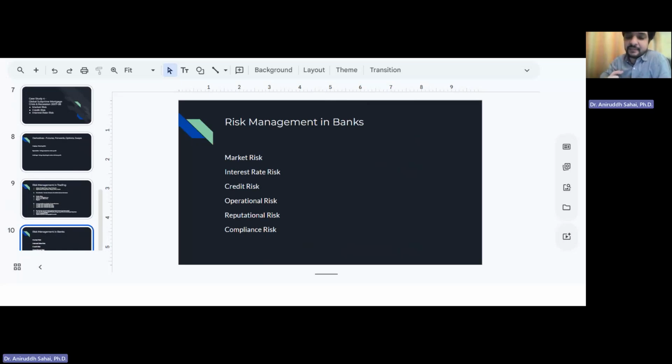Just to give you an example, if the economy is going through a difficult phase, a recession, at that time people will not be taking so many loans. Similarly, businesses would also be avoiding loans, and that would impact the overall business and profitability of the banks and NBFCs.